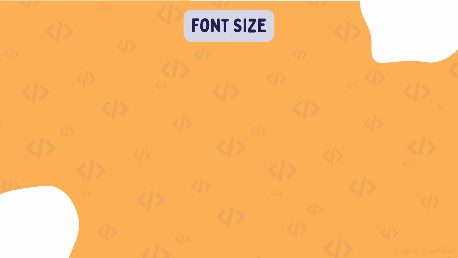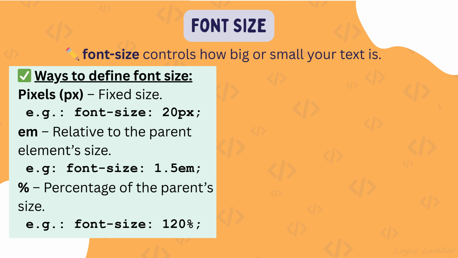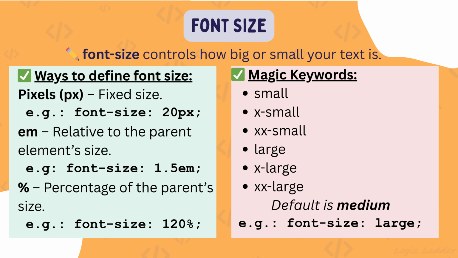The next property for typography is font size. Font size controls how big or small your text is. You can use pixels like 20 pixels for exact size, and em or percentages for flexible sizes. Or you can also let the CSS decide with magic words like large, small, extra small, and even extra extra large. The default is medium, not too big, not too small.